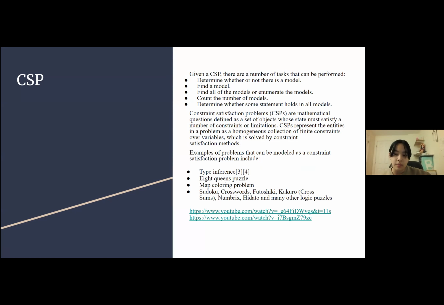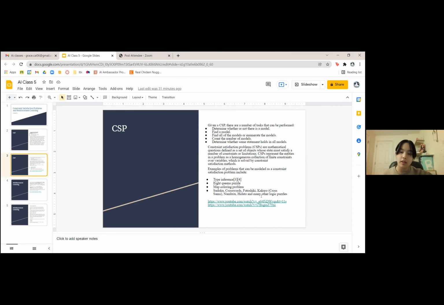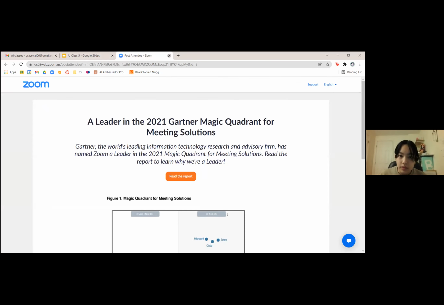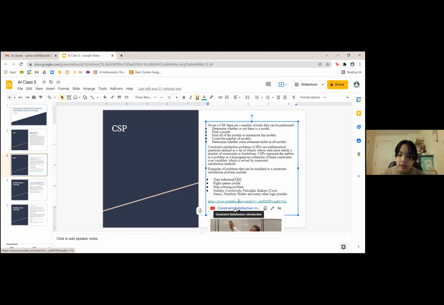CSPs represent the entities in a problem as a homogeneous collection of finite constraints over variables, which is solved by a constraint satisfaction method. Examples of problems that can be modeled as a constraint satisfaction problem include type inference problems, eight queens puzzle, map coloring problem, Sudoku, crosswords, stuff like that, and a lot of other logic puzzles. So here is a video about constraint satisfaction problems.